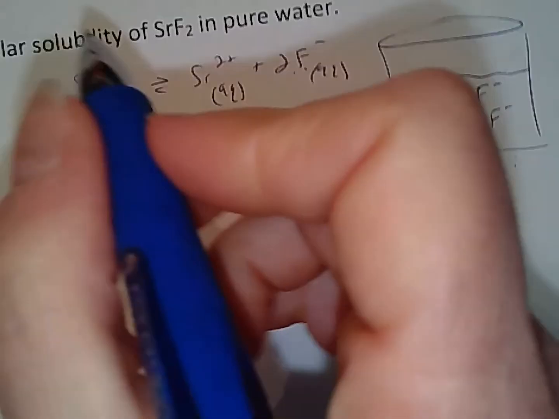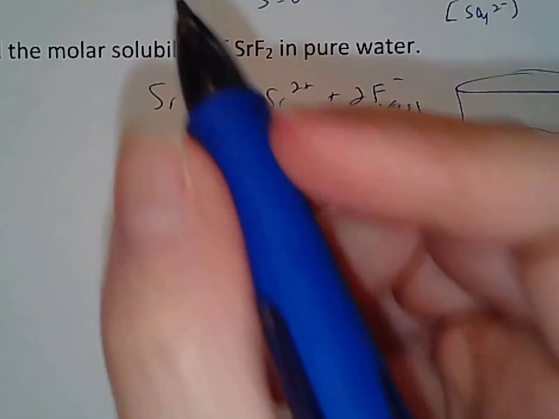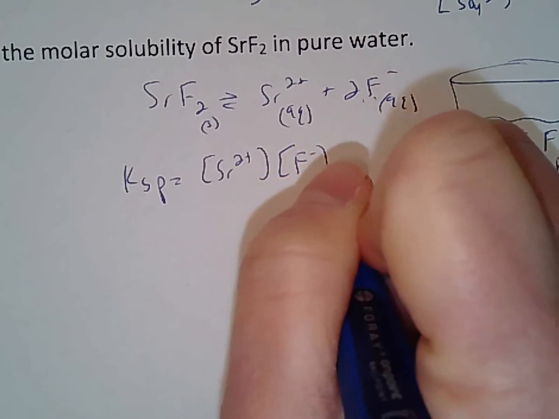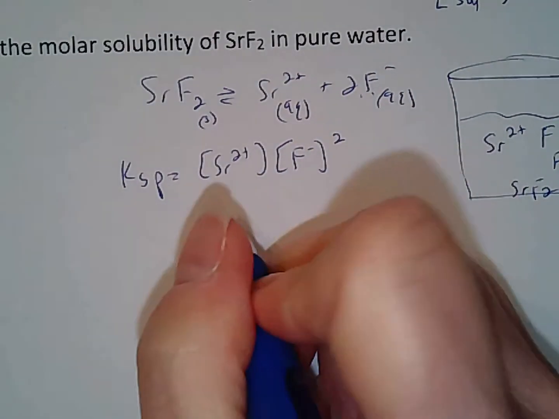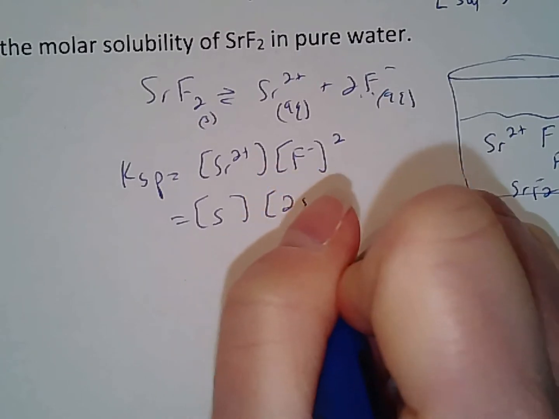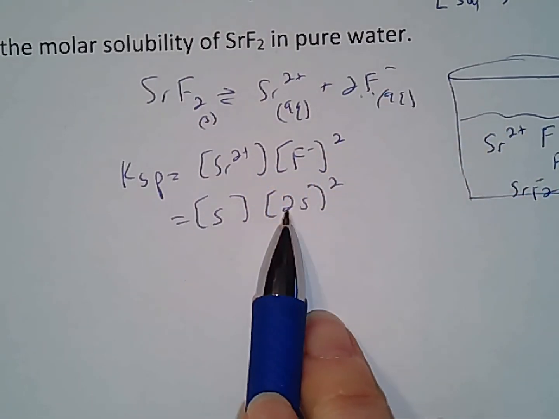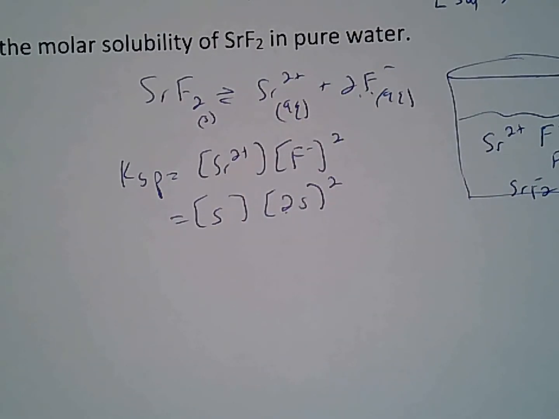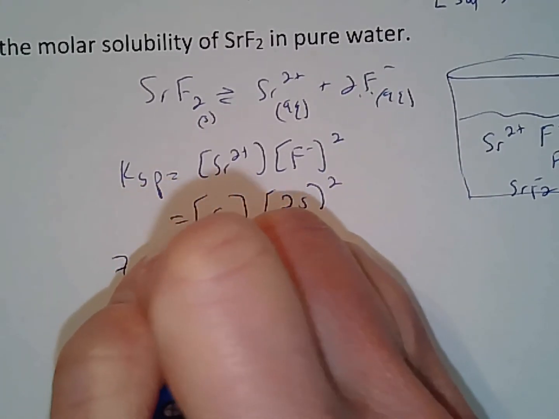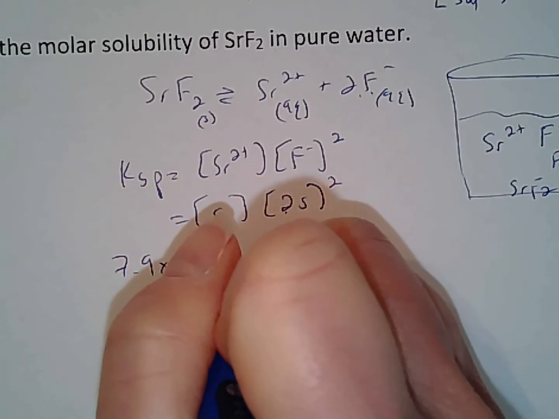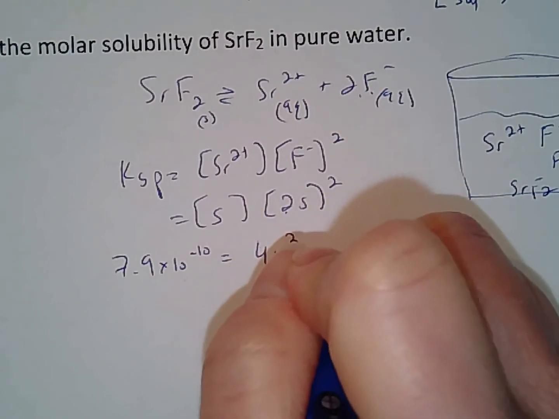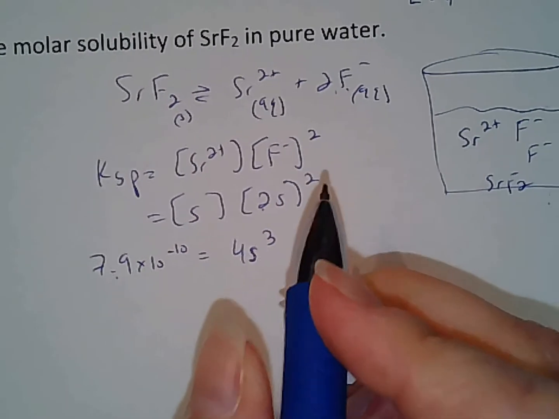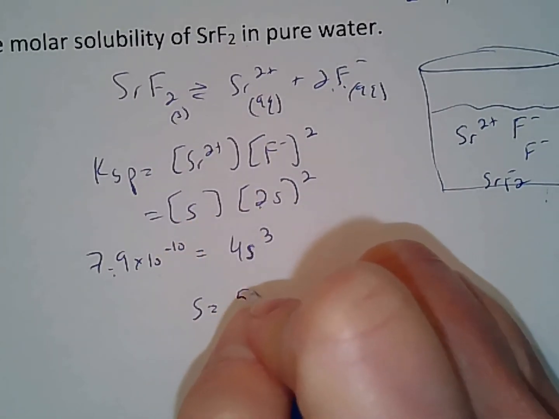All right, so we have our KSP expression, strontium times the fluoride, and that's going to be squared. So this is going to be S, and this is going to be 2S. It feels very redundant, but that is twice the concentration. This has to do with a 1-to-2 relationship from the balanced chemical equation. So I have 7.9 times 10 to the negative 10th is equal to 4S cubed. I divide that by 4 and take the cube root. So S is going to be equal to 5.8 times 10 to the negative 4th.